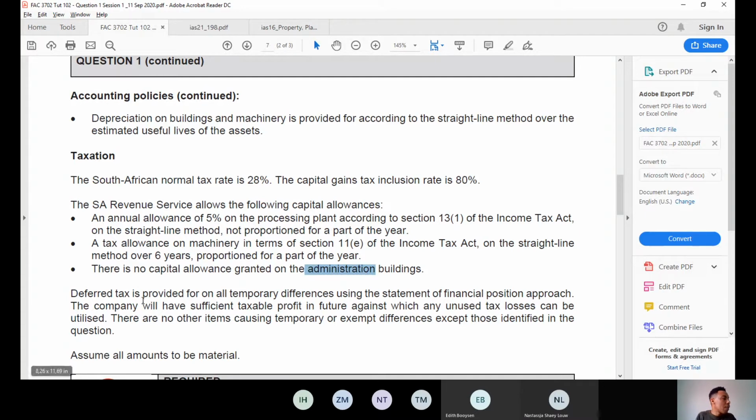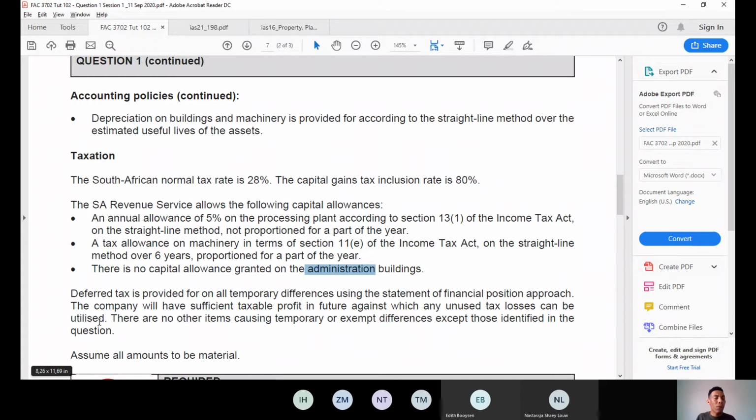Deferred tax is provided for on all temporary differences using the statement of financial position approach. The company will have sufficient taxable profit in future against which any unused tax can be utilized. I'm not going to explain this part here because the question itself does not impact us in this regard, right?